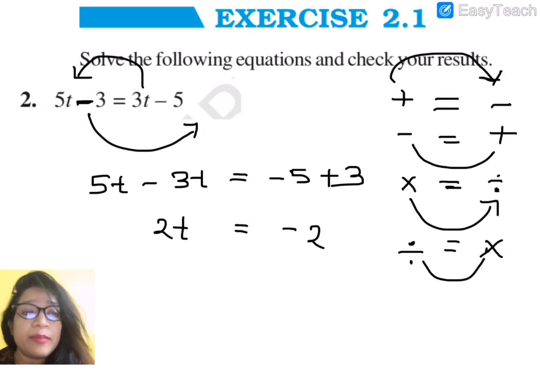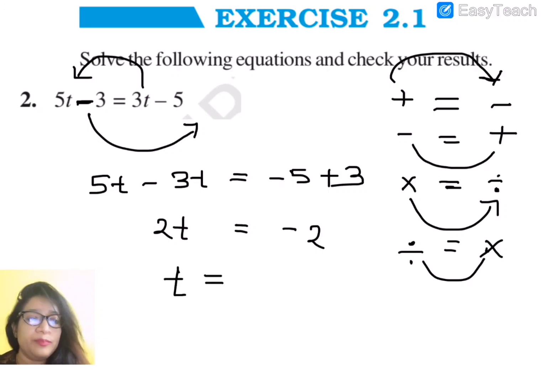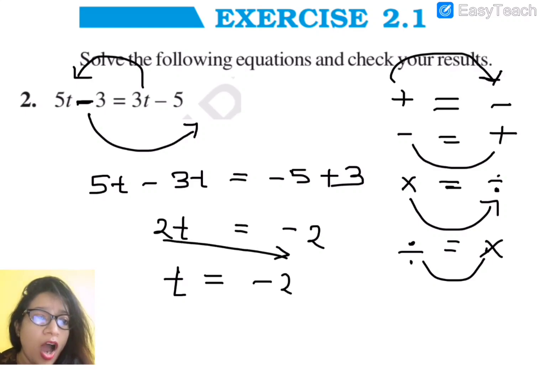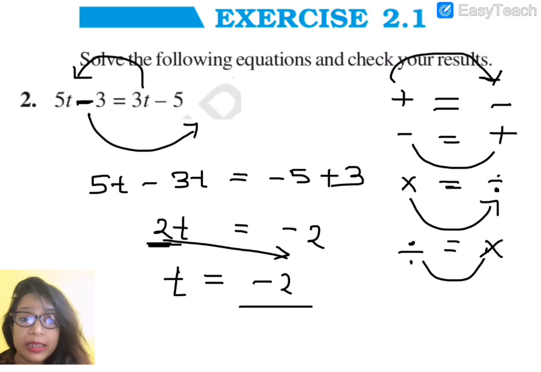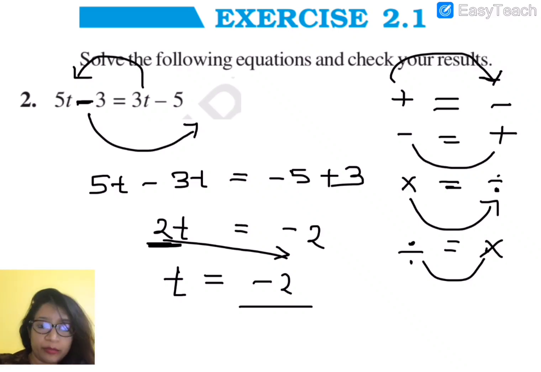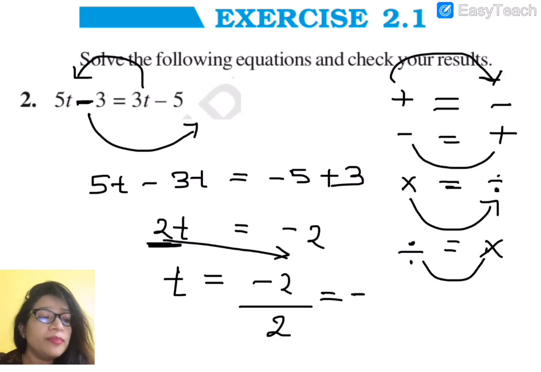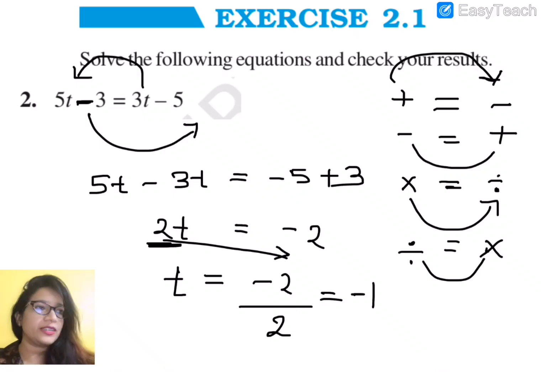So what is happening over here? 2t. That means 2 is multiplied with t. So we need to just keep the variable on this side, and this 2 will go down because here it is being multiplied, and when it comes to the right hand side, it will come to the denominator. So minus 2 divided by 2 will be minus 1. Perfect. Second question is solved.